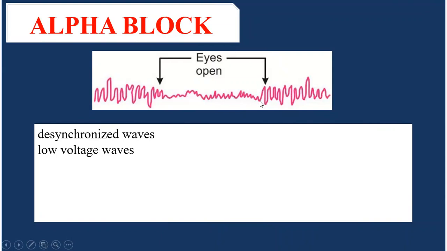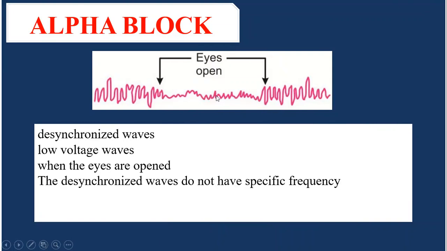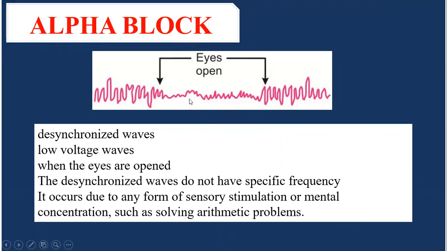So alpha waves have low voltage. As you can see, they have low voltage and low amplitude, and these can be obtained when the eyes are opened. The desynchronized waves do not have a specific frequency. Their number can vary. That's why these desynchronized waves are irregular and variant, because their number can vary and they cannot be specifically measured.